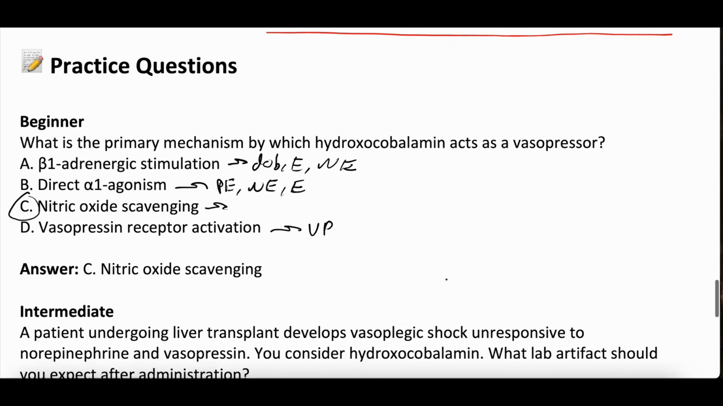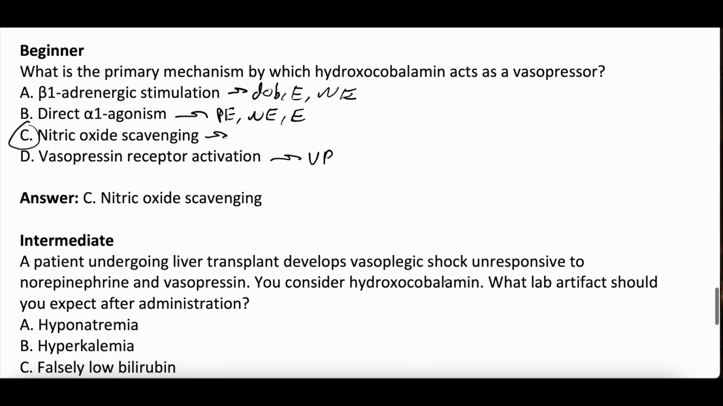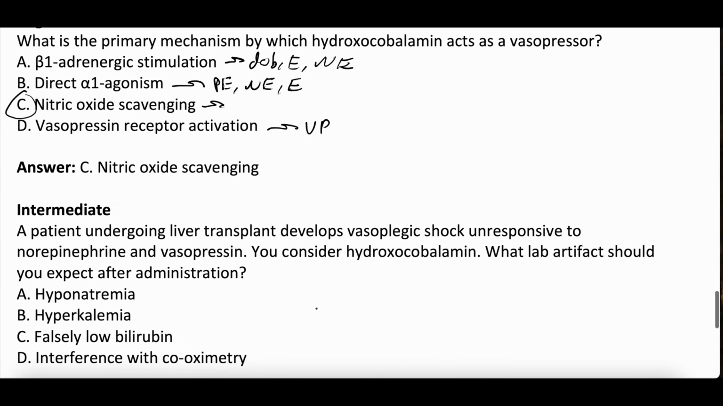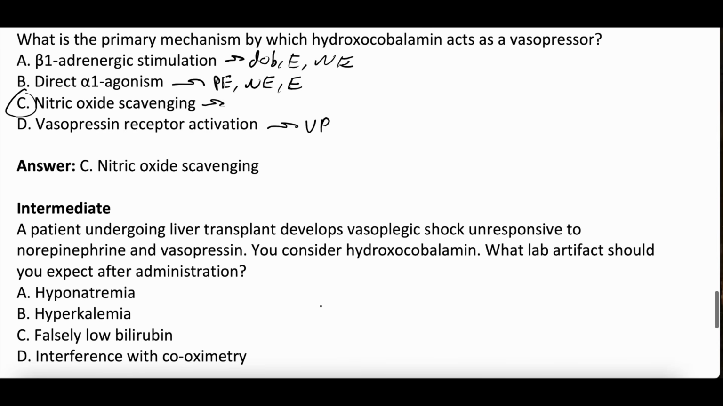All right, intermediate question. A patient undergoing a liver transplant develops vasoplegic shock unresponsive to norepinephrine and vasopressin. You consider hydroxocobalamin. What lab artifact would you expect after administration? A, hyponatremia. B, hyperkalemia. C, falsely low bilirubin. Or D, interference with co-oximetry. Pause here if you need a minute to think about it.